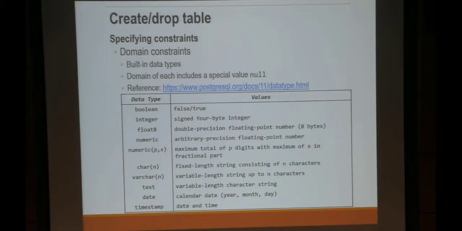So if you want to limit that such that every size is the same, you can actually give numeric (p, s). You can specify how many digits are in the decimal, and how many digits are in the fractional part. So if you give numeric 5-2, the precision that you can get is basically 5 digits in front and 2 digits at the back.